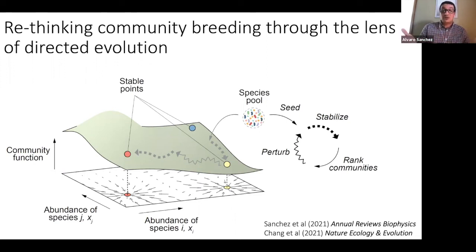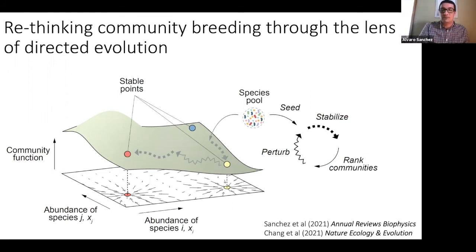If the environment is not constant, then you can't have communities in equilibrium. But what you can have is that if you do multiple passages, when you inoculate from the previous generation, you're going to have a succession. And over time, the ecological dynamics over a single batch will be the same from one generation to the next. I think we call this a generational equilibrium, which means that the succession is the same.